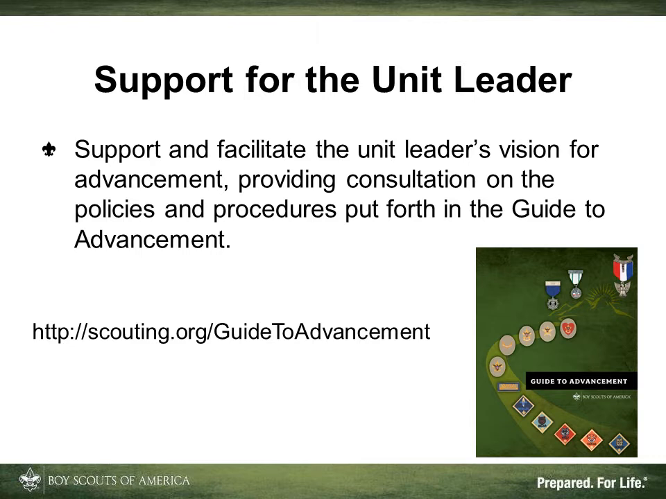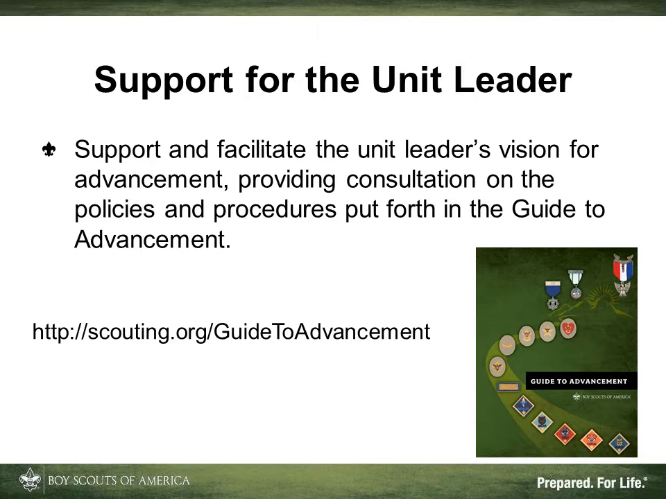That way, when a boy becomes an Eagle, he's done the same requirements, whether he's in New York City, Phoenix, Alaska, or Hawaii. There's consistency across the board, and that's why we have policies for advancement. So the place you go to find those policies is in a book called The Guide to Advancement. The Guide to Advancement is updated every 3 years.